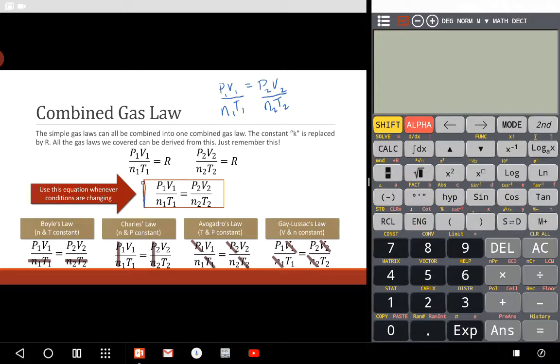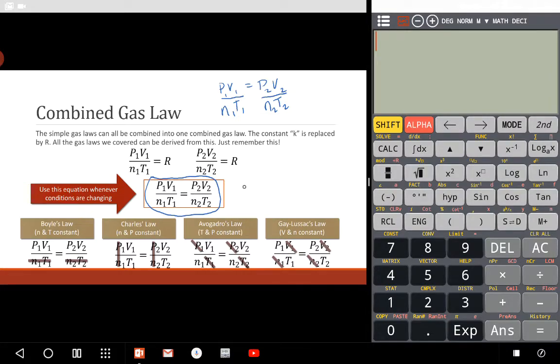This also allows us to derive other combinations of variables that we didn't explicitly learn about in Boyle's law, Charles' law, Avogadro's law, or Gay-Lussac's law, such as the relationship between moles of gas and temperature, or pressure and moles of gas. Or what if multiple variables are changing at a single time? Now we can calculate it all in one equation. So just by remembering this equation, we can derive all of the other simpler gas laws.